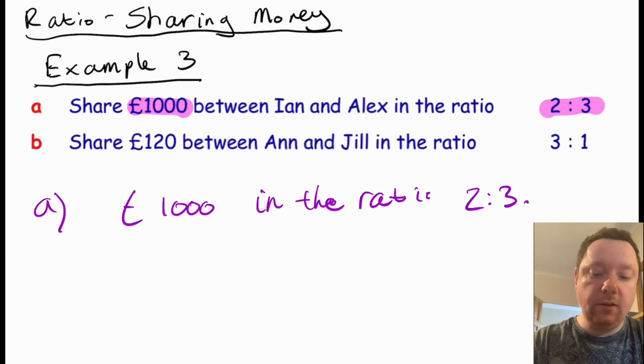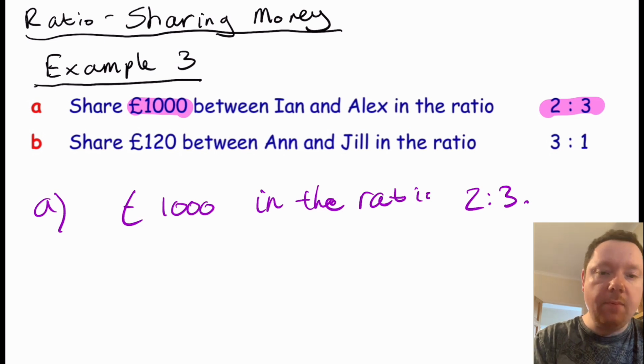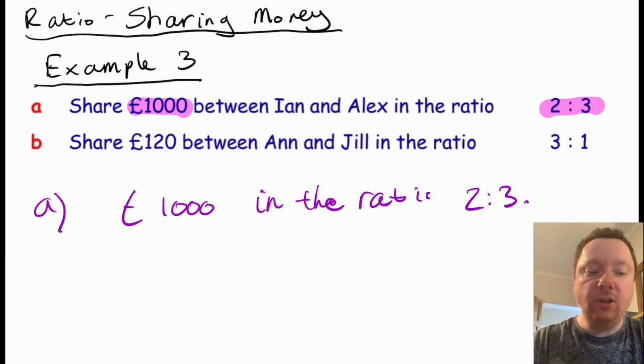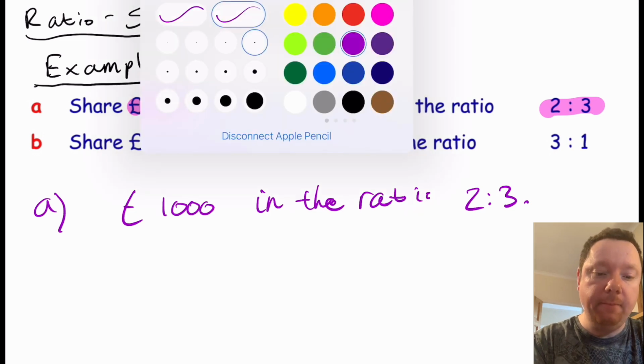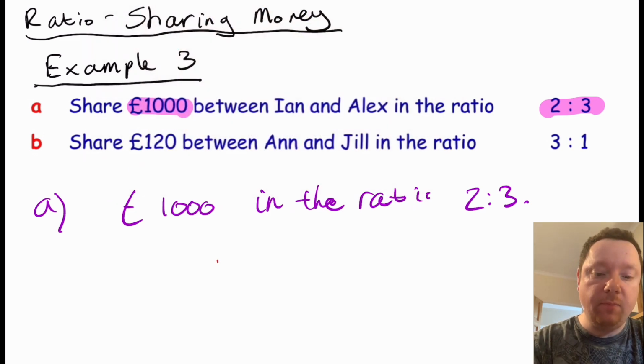So if we look at this in the ratio 2 to 3, if you imagine that we do it in steps, the first time I give money to Ian, he'll get £2. And then Alex would also get £3. So in total, taking the 2 plus the 3, I would have £5 the first time.